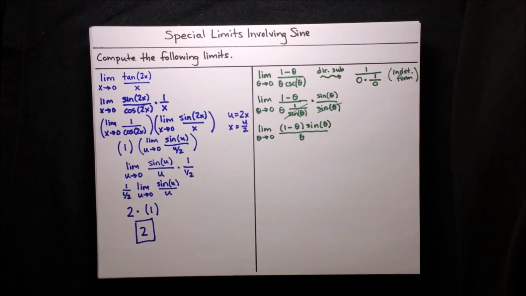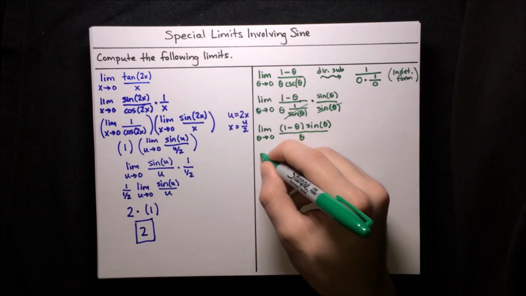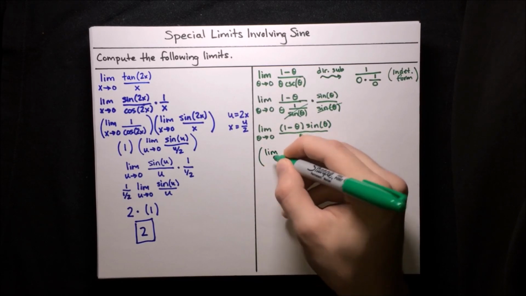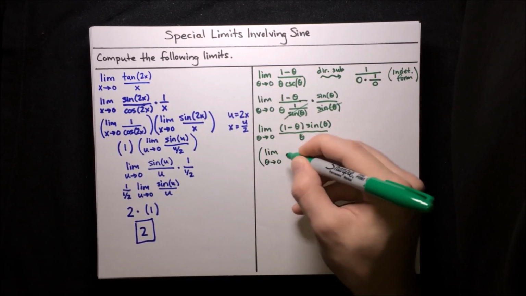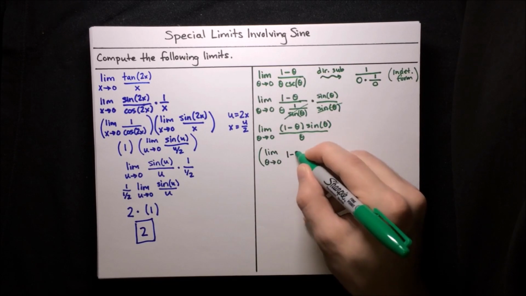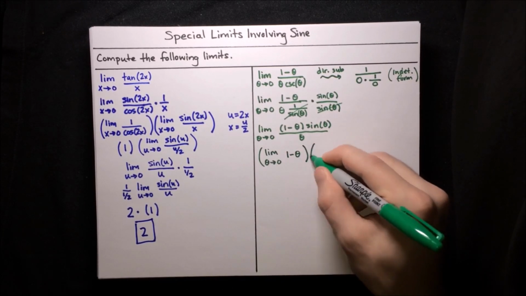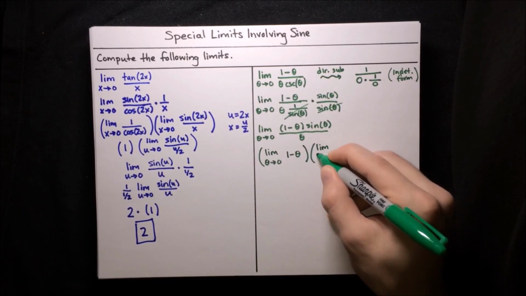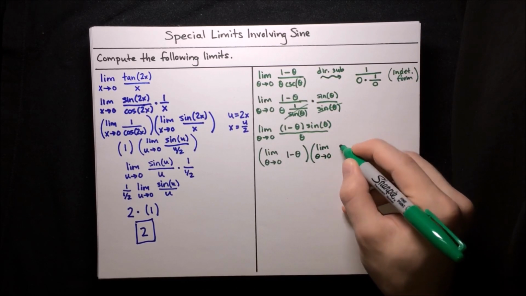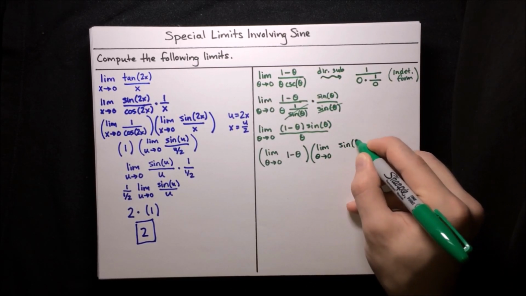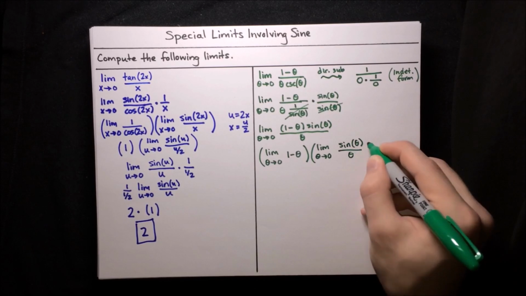Now why don't we go ahead and separate this limit to isolate that sine theta over theta part, because we know that simplifies to 1. So let's go ahead and do that. This becomes the limit as theta approaches 0. First of all, we'll have 1 minus theta, and then times the limit as theta approaches 0. The rest of the numerator, sine theta, then over theta.